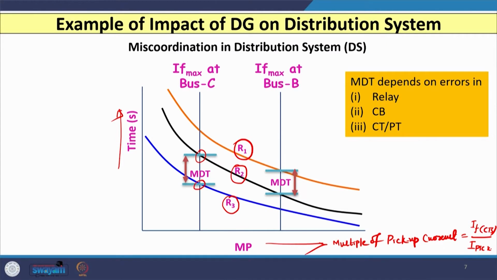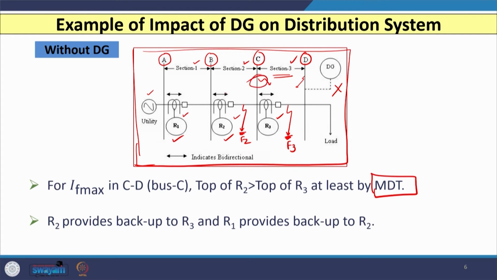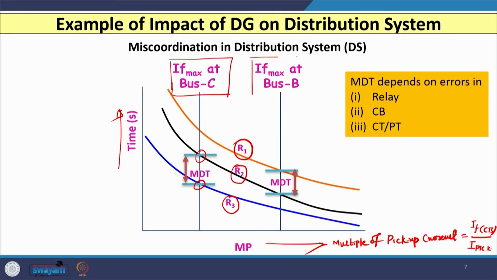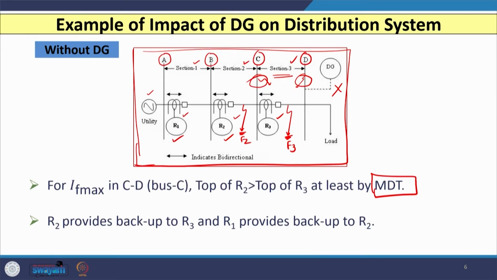Now, we are talking about the minimum discrimination time between 2 relays, let us say R2 and R3. So, you can see that this is the point and this is the point. These 2 points are decided by considering the maximum fault current at bus C and the maximum fault current at bus B or bus D, whatever you consider.